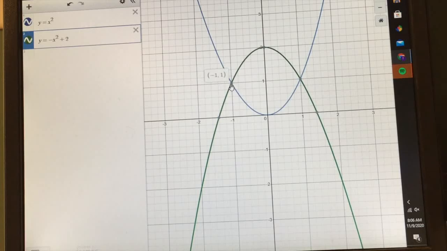So my intersections are at 1, 1 and at negative 1, 1. 2 intersections when you have parabolas going in different directions that intersect each other there. So we had 2 answers for that one. So most of these, again, had 2 answers.